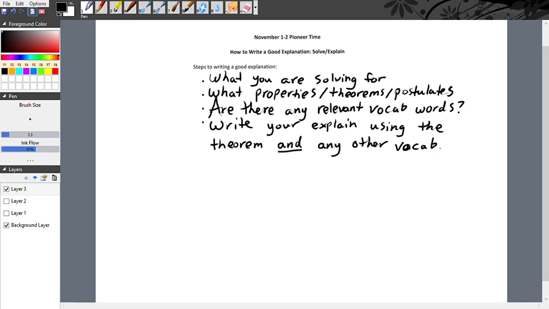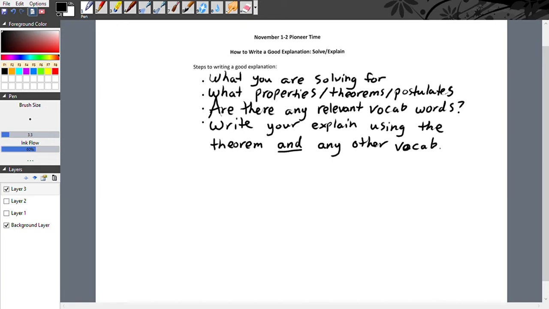When you write your explain, it doesn't have to be long. It doesn't have to be a whole paragraph for every problem. It can be as short as a sentence. But that sentence should include whatever theorem, postulate, property that you're using to solve. And it should use any vocab words related to that. Words like supplementary, congruent, perpendicular, angles, things like that.